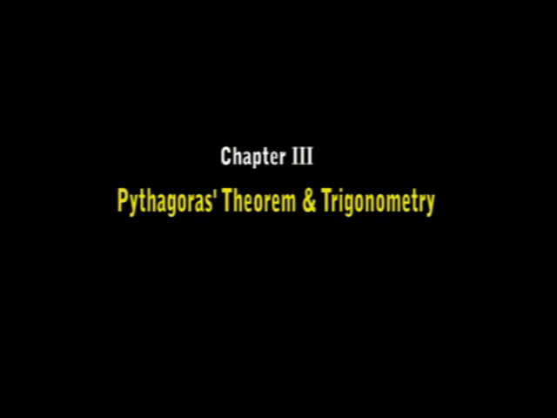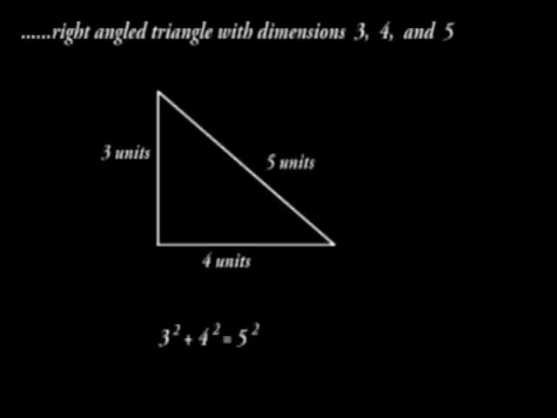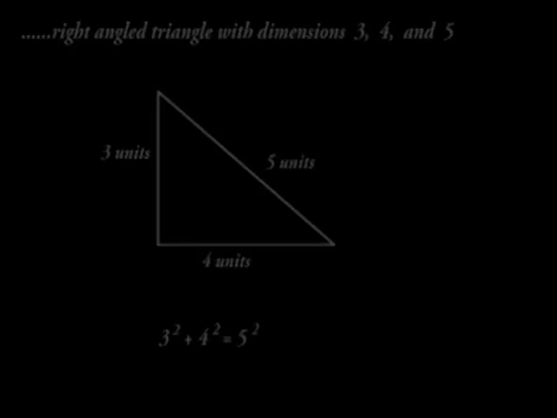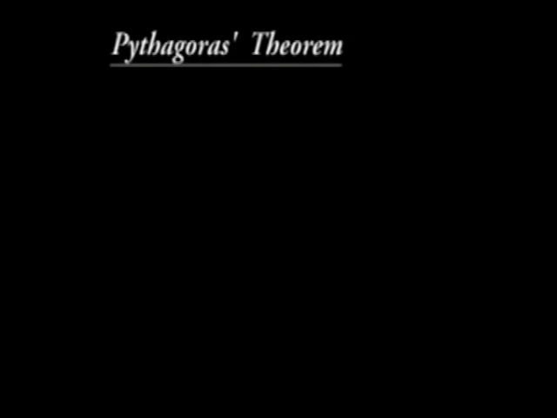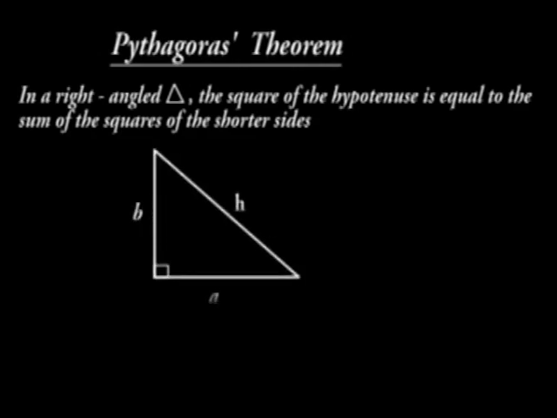One fact that caught his attention was the right-angled triangle with dimensions 3, 4, 5. It was known that 3 squared plus 4 squared is equal to 5 squared. However, it was Pythagoras who discovered that this convention is general for all right-angled triangles, hence the Pythagoras theorem, which states that in a right-angled triangle, the square of the hypotenuse is equal to the sum of the squares of the shorter sides. This is illustrated below. H squared is equal to A squared plus B squared.